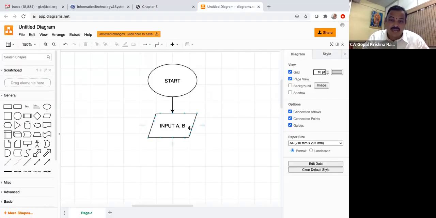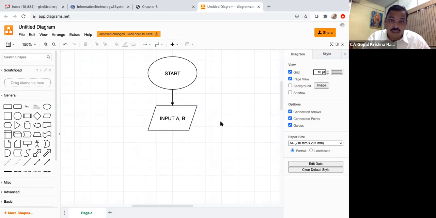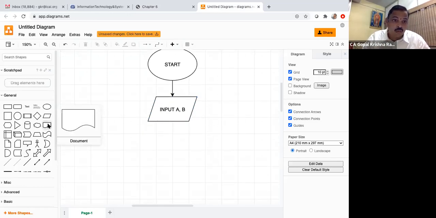So for example, A and B, say A is actually 7 and B is actually 10. So then which is greater? 10 is greater. So B is greater. Then what to do? I need to actually compare. Now how do I compare? I will compare using which symbol? The diamond symbol. That is called decision. So decision box, diamond is here.